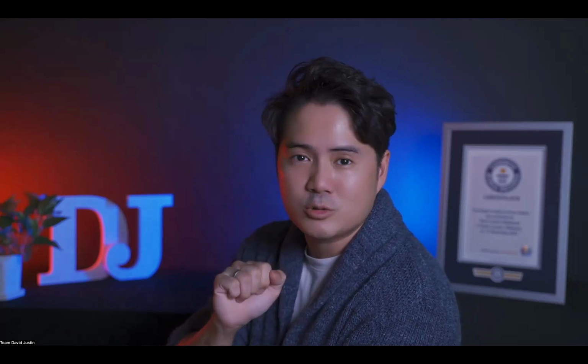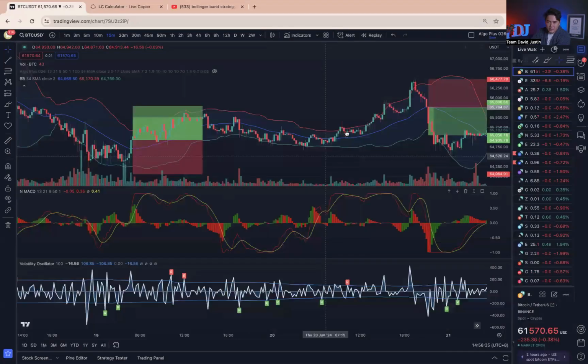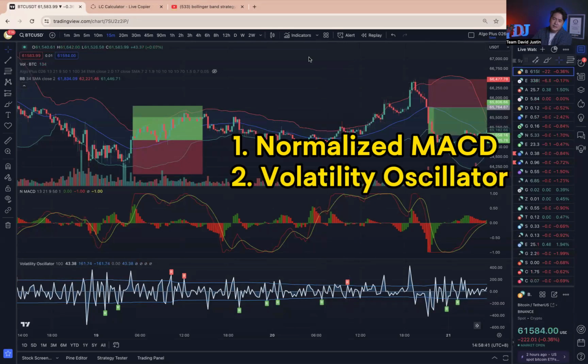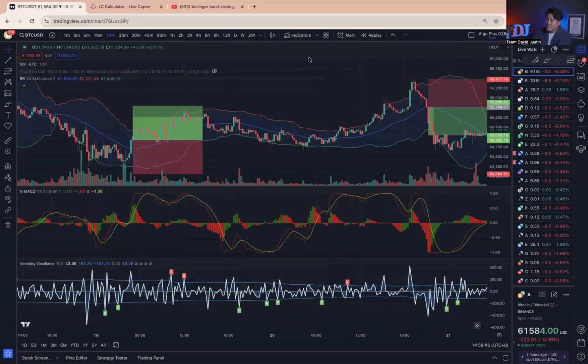Let's go into these strategies. First of all, in this strategy we are using Normalized MACD, that's the first indicator. The second indicator, I'm using the volatility oscillator, and the third one is the Bollinger Bands. This is one of the strategies I already gave to you, but this time I'm going to use it on the 1 hour chart for doing the backtest. But first, how can I use this strategy on the 50-minute chart?